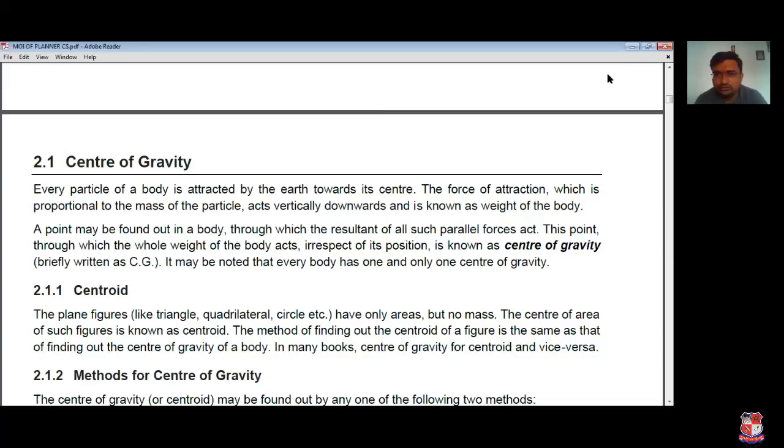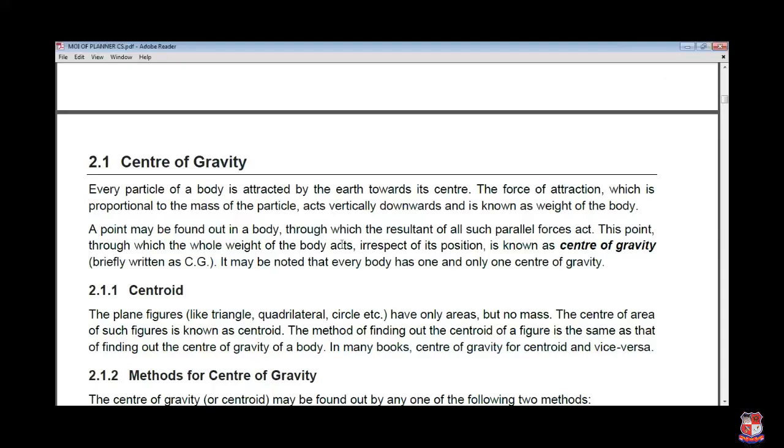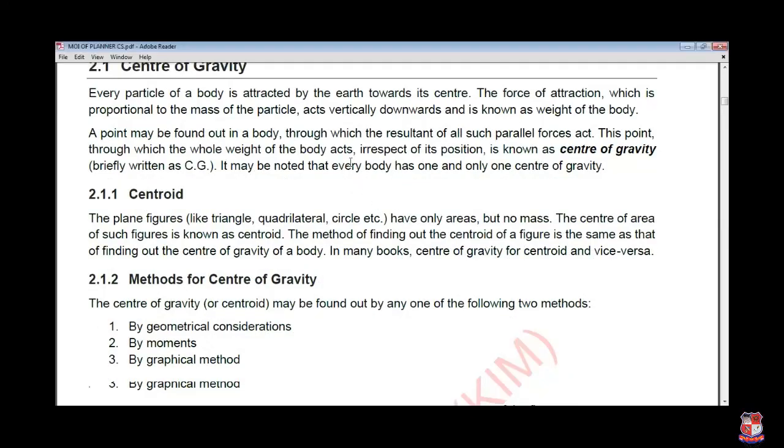A point may be found in a body through which the resultant of all parallel forces acts. This is the point through which the whole mass of the body acts, irrespective of its position. It is concentrated at one particular point, known as the center of gravity or centroid, simply written as CG. Every body has one and only one CG.